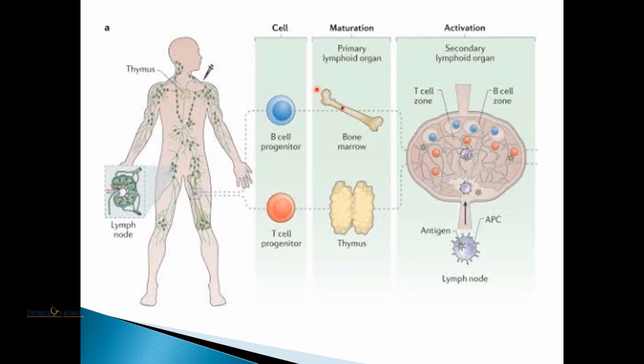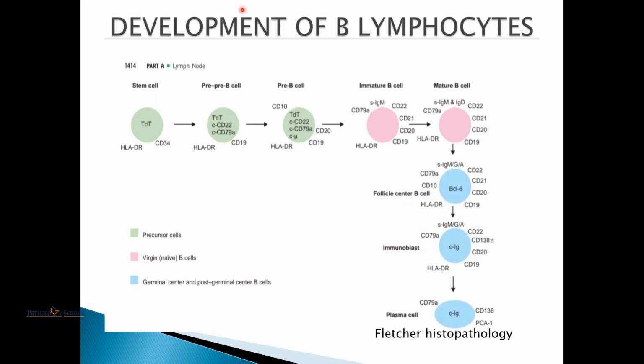Before going into the details of WHO classification, I will briefly describe the development of B and T lymphocytes. Coming to the maturation part, the B and T lymphocytes mature in the primary lymphoid organs like bone marrow and thymus, and they activate in the secondary lymphoid organs like lymph node and spleen. This is the schematic diagram of development of B lymphocyte. I will not go into the details, but I will mention the stages of development, as the lymphoid classification depends on these stages of development.